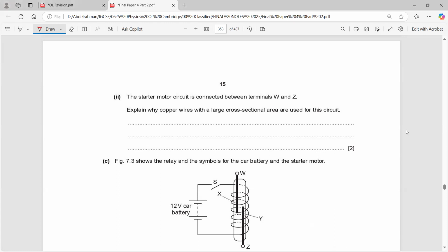So as the area increases, the resistance decreases, allowing a large current to pass. You can also talk about the energy losses. In this question, as you decrease the resistance, what happens to the energy lost? Energy lost also decreases.